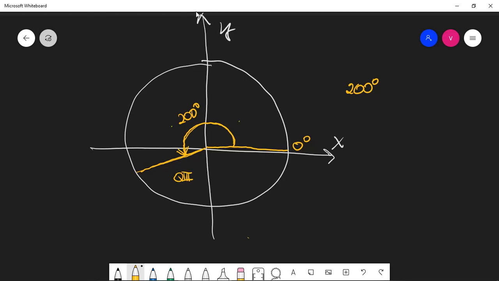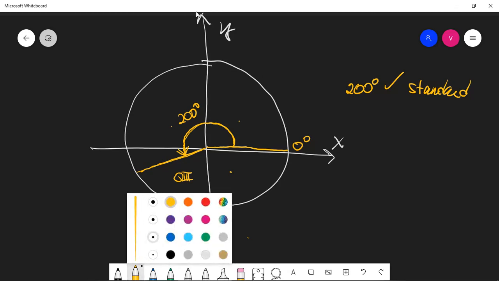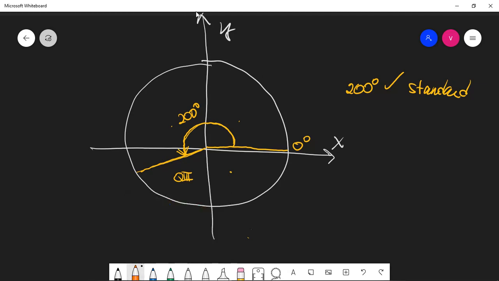Okay, 1, 2, 3, 4. And what would be some coterminal angles with this? Okay, so this is good, right? Because this is standard. Okay. What would be some other ones that are not so nice? Let's do some negative rotation.